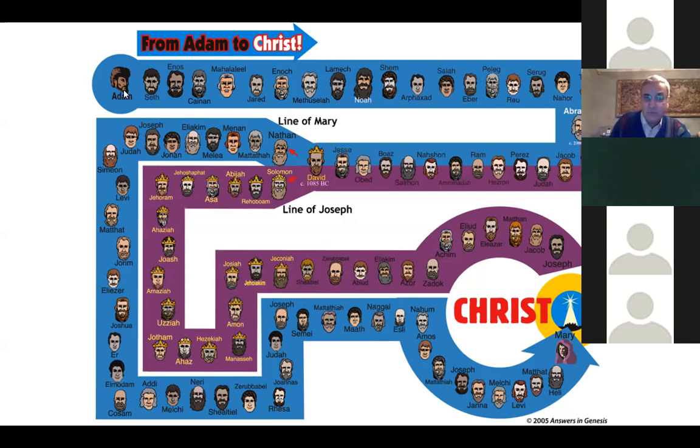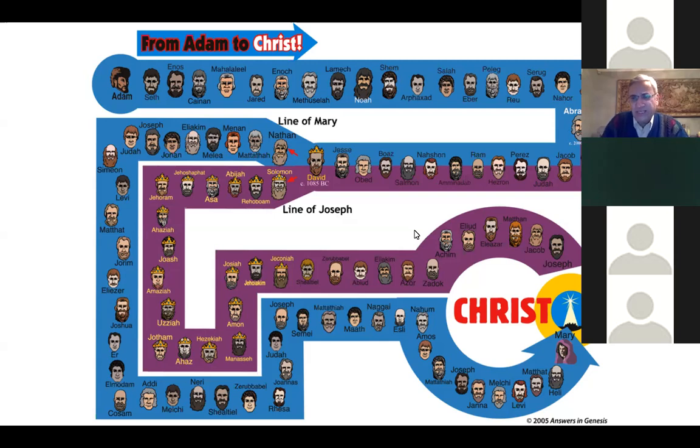And that's very important. So Adam, Seth, and then we come to Methuselah and Lamech and Noah. And then from Noah, Shem, Ham, and Japheth, and from the descendants of Shem, we have all this line to come to Abraham. And from Abraham, we come to David. And from David, we have two lines. One line for the Blessed Mary, and the other line for Joseph.